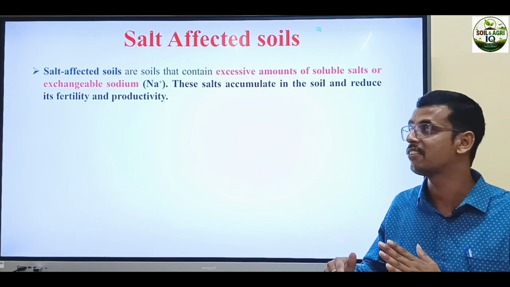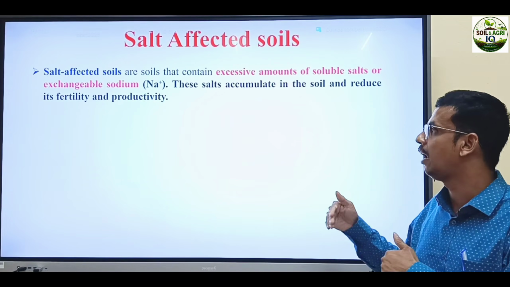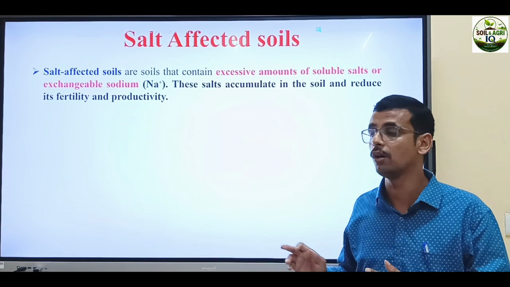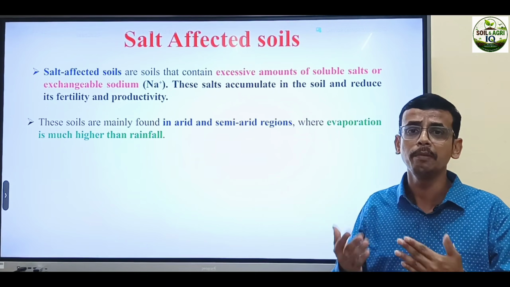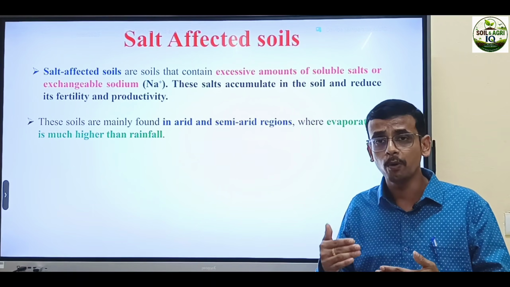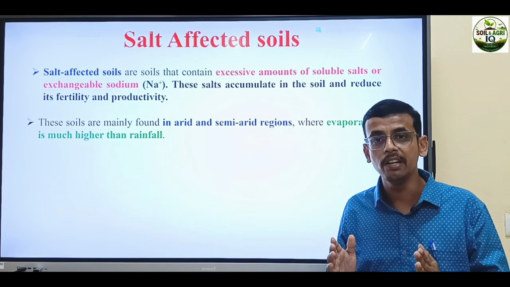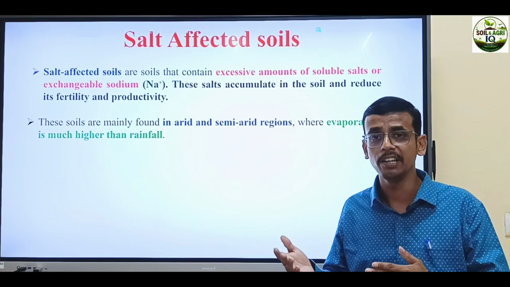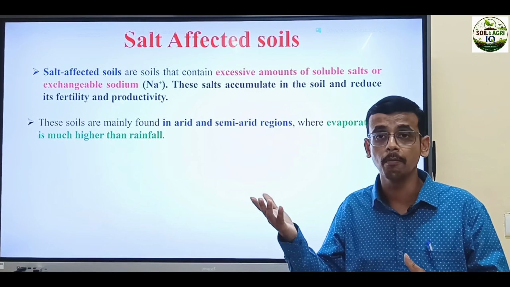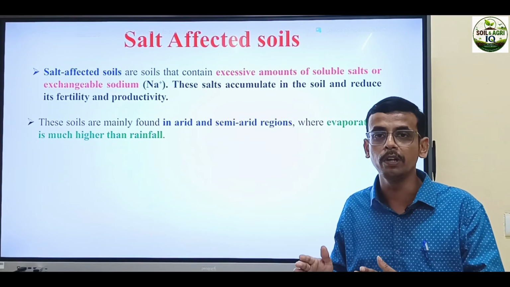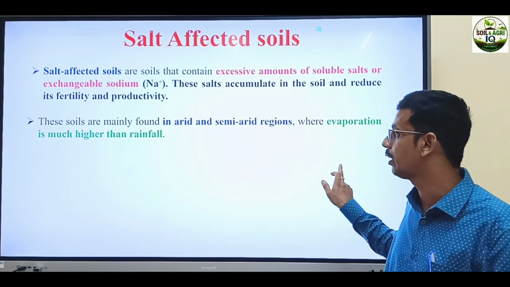So those soils are categorized as salt affected soil, and salt accumulation in such soil reduces the soil fertility and also the productivity of the soil. These soils are mainly found in arid and semi-arid climatic conditions where evaporation is much higher than the precipitation. Now the question is why? Because in arid and semi-arid climates the temperature is high, which causes much more evaporation. So the water will evaporate, but the salt cannot evaporate. The salt will be accumulated or deposited on the soil surface, and it will lead to the formation of saline soil or salt affected soils.